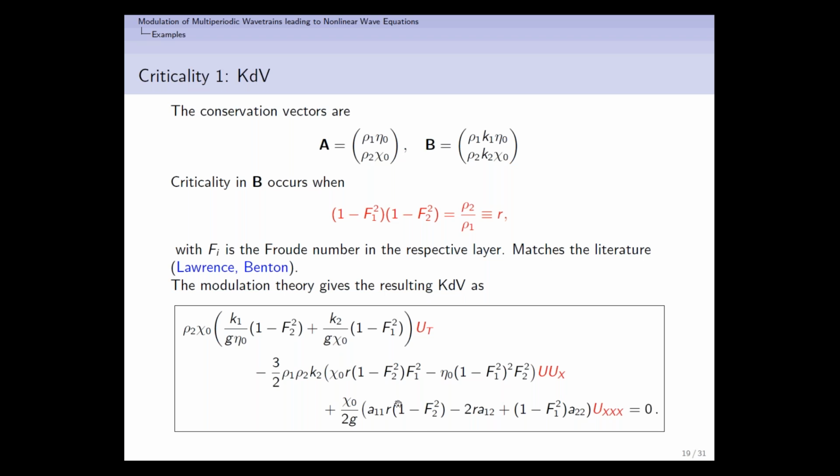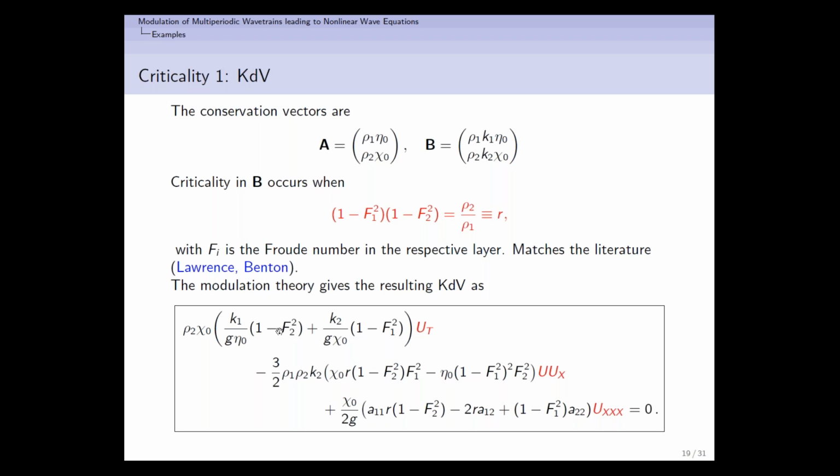But these two coefficients match the literature and some previous work that Tom and I did using a different method. So that's quite nice. This coefficient here matches the second characteristic velocity in Lorentz. So that's another box ticked. Okay. So we're going to consider now the case where this term vanishes.